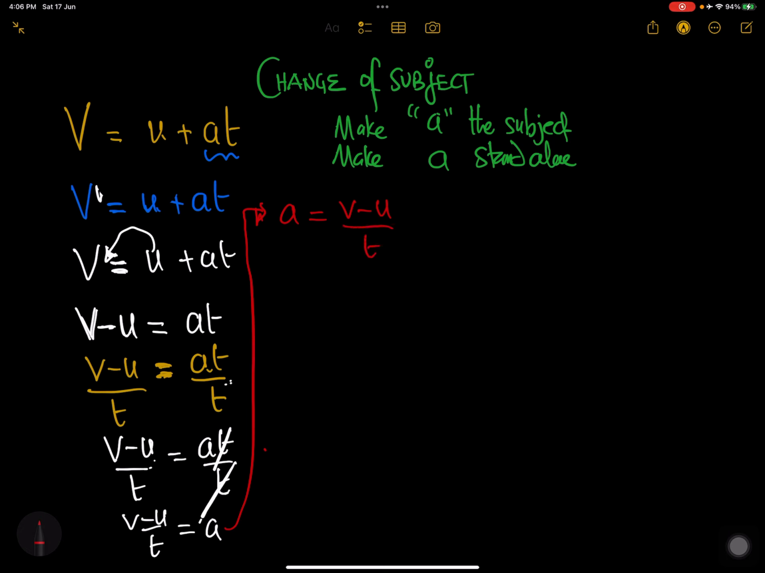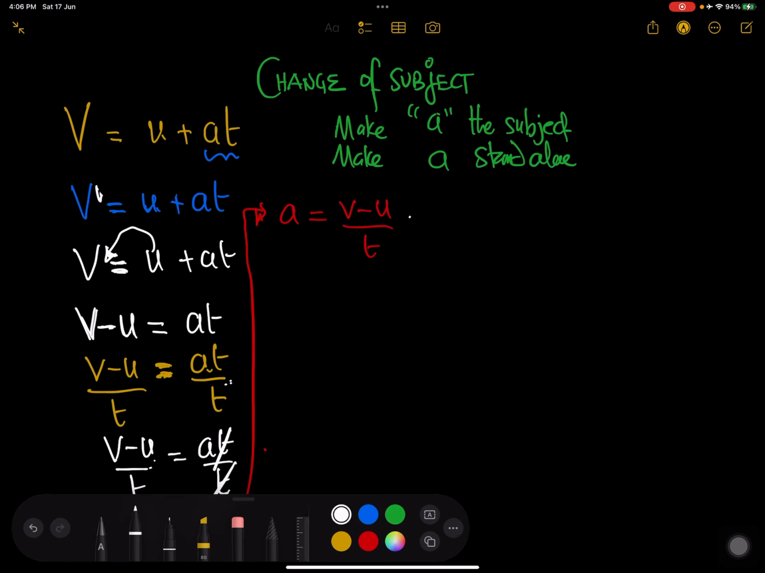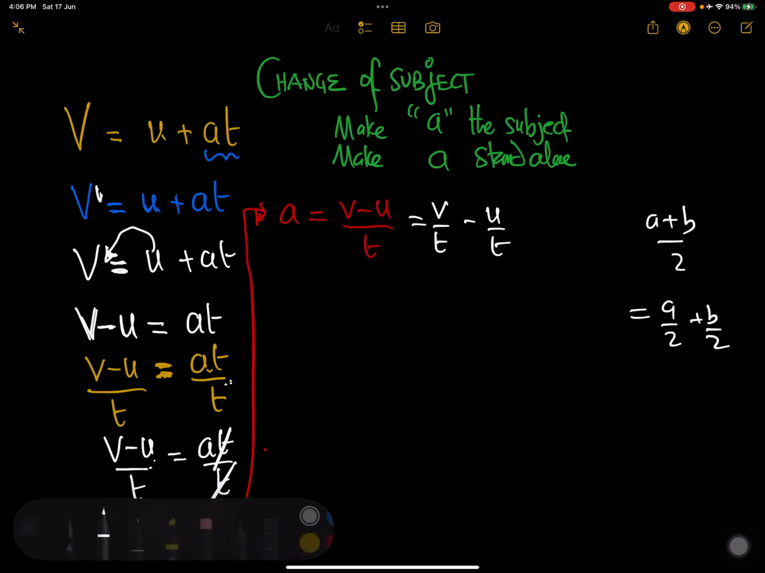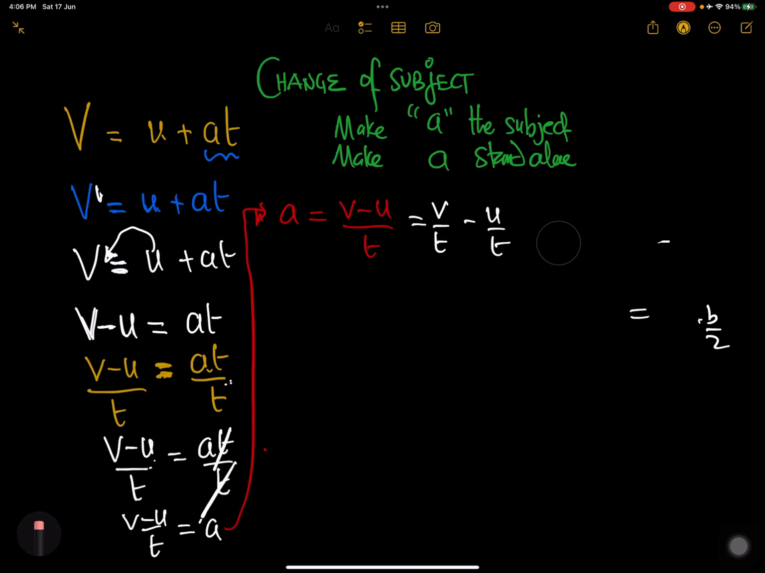If you don't find that in your answer, remember this is the same as v over t minus u over t. If you have a plus b over 2, it is the same as a over 2 plus b over 2. So don't forget that principle. It's very, very important. So that is where we end for this particular problem.